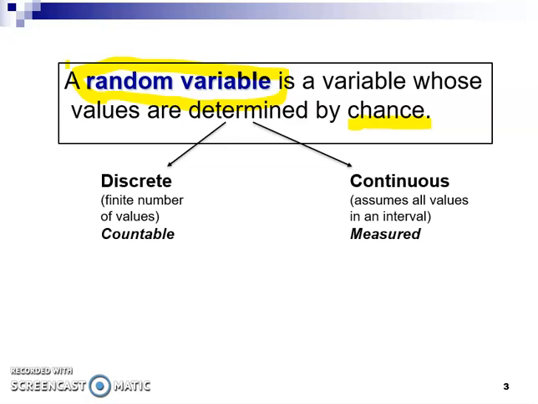Now, with a discrete random variable, the main thing you want to keep in mind is those are always countable, whereas a continuous random variable is something that's always measurable. So what we're going to be focusing on in section 5.1 are discrete random variables, things that are countable.